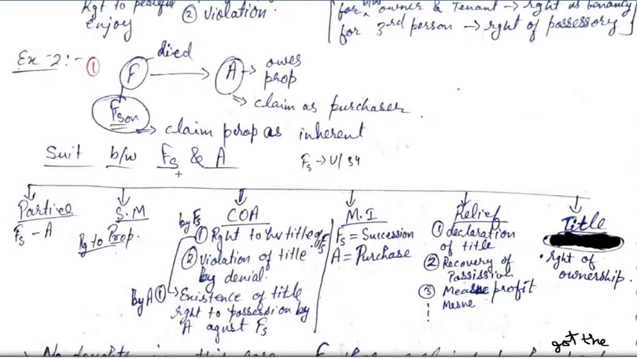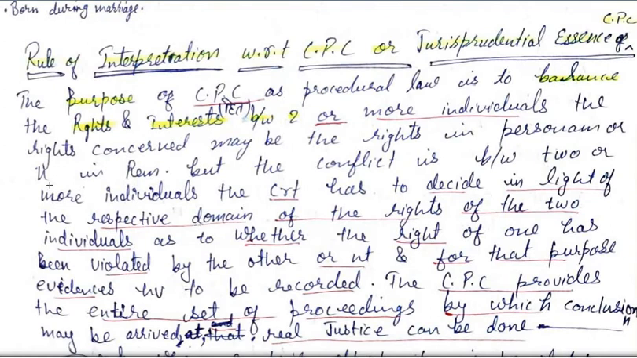सेक्शन और रूल के बीच में भी हमने देख लिया what is the relation and difference. Distinction between the various rules and sections, ये भी देख लिया हमने। Now you see एक पॉइंट और आपको समझाना before I get into the next topic, the rule of interpretation with respect to CPC, or you can say the jurisprudential essence of CPC. So either way, rule of interpretation with respect to CPC or jurisprudential essence of CPC.